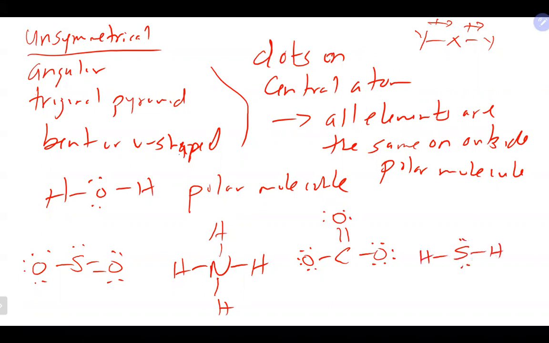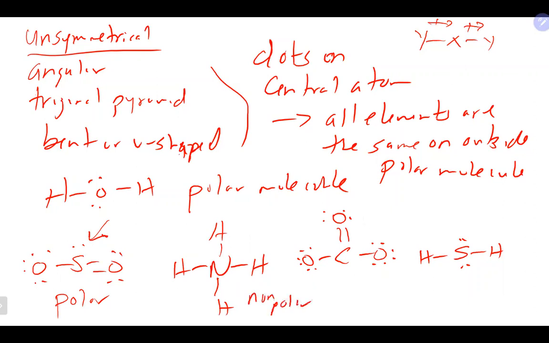All right. So looking at this one, should this be polar or non-polar? I see the central atom. I'm looking for dots. I see dots. I see everybody on the outside is the same. So dots and everybody on the outside is the same. That's going to be a polar molecule. How about this one? I see no dots, right? Everybody on the outside is the same. Should be a symmetrical geometry, should be non-polar.